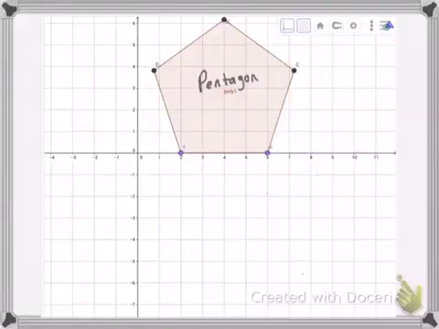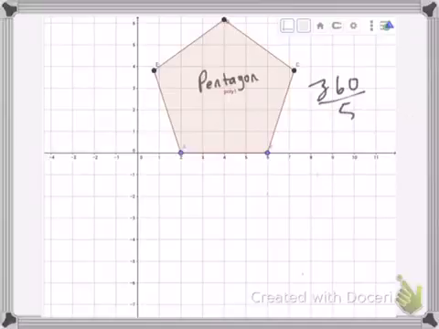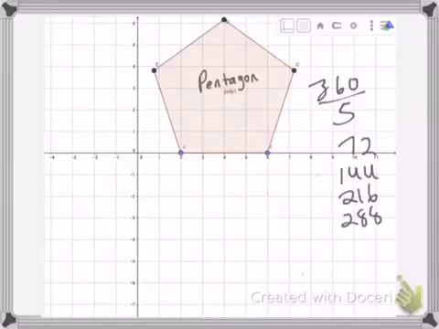Pentagon, we're going to find the degrees of rotational symmetry. So go ahead and find that. The way you find that is you say 360 divided by the number of sides, which a pentagon has 5 sides. You're going to get 72, and then add 72, you get 144. Add 72, you get 216. Add 72, you get 288. Add 72, and you get 360. So those are our degrees of rotational symmetry.